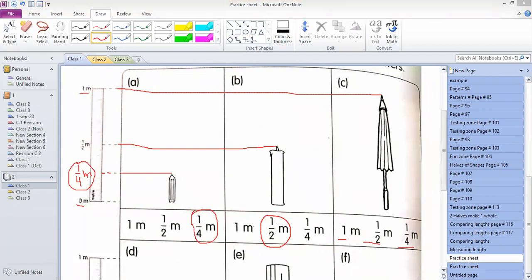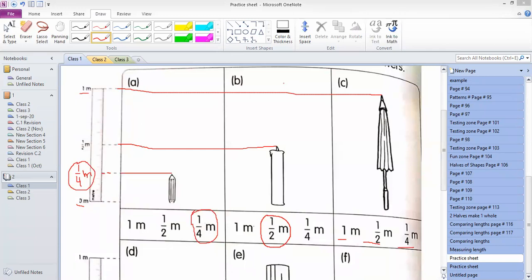Yes, sir. What is the length of this umbrella? Can you tell me? 1 meter. 1 meter, okay. Sayyid Uzaifa. 1 meter. 1 meter, okay.